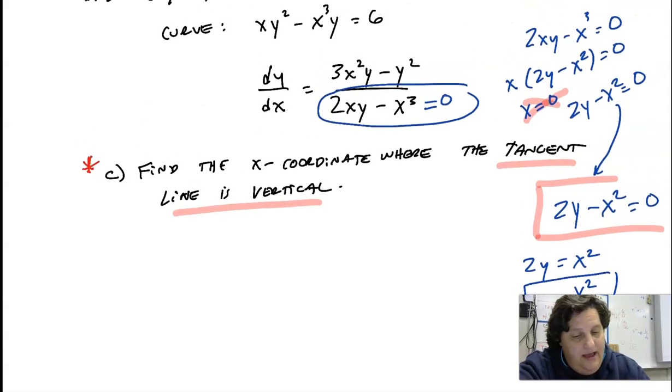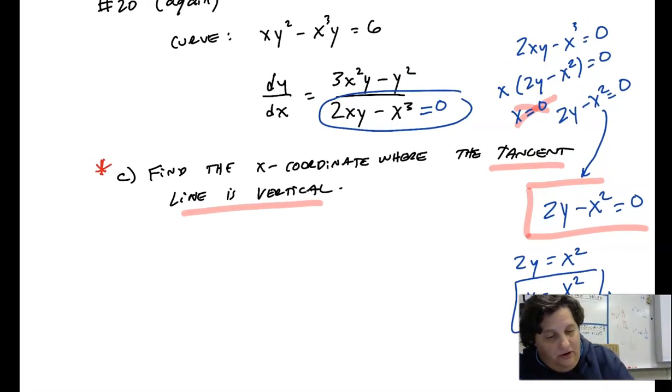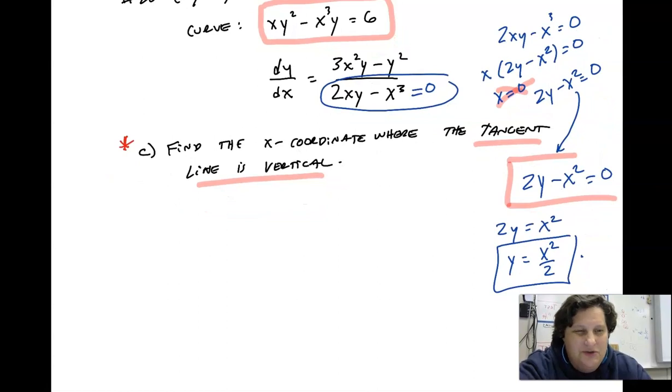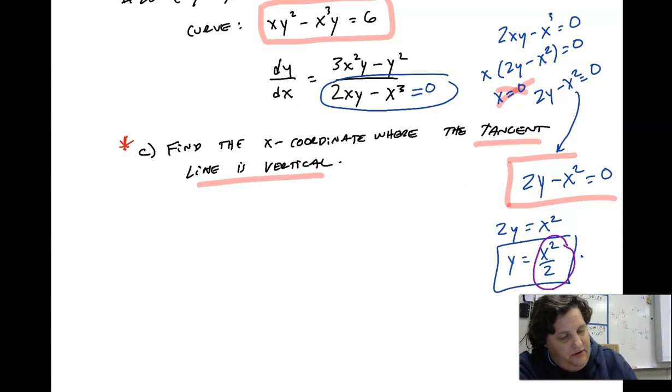Okay, well, now I'm going to go up to the curve. And basically what I have here is two equations with two variables. So I need to solve this system of equations. I'm going to take this right here, where y is x squared over 2, and I'm going to plug that in there and there. Okay, so check this out.